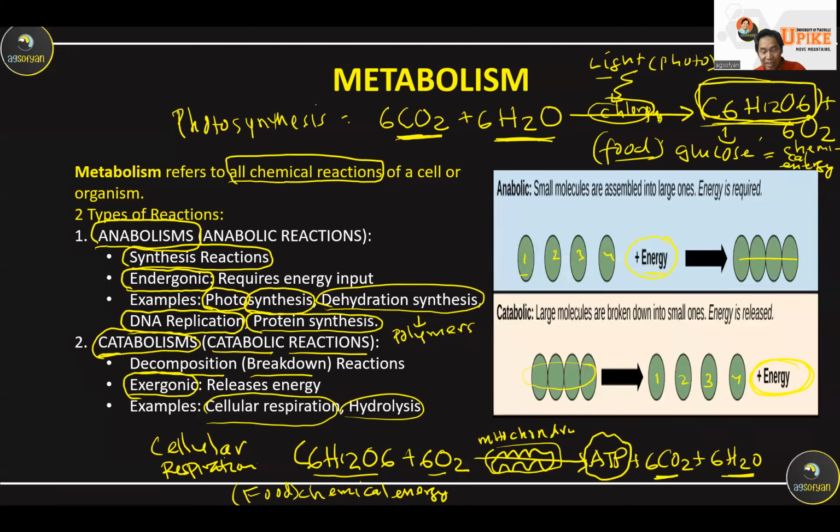Okay, so these are the metabolisms. Again, metabolism is all chemical reactions inside the body, inside the organism. There are 2 types. Anabolism, which is a synthesis reaction. It is always endergonic. Energy is needed. The second type is called catabolism. This is a decomposition reaction, and it releases energy. Therefore, it's called exergonic. And you have several examples for these anabolisms and catabolisms.